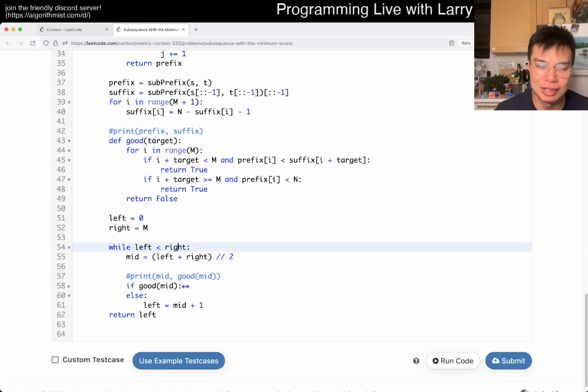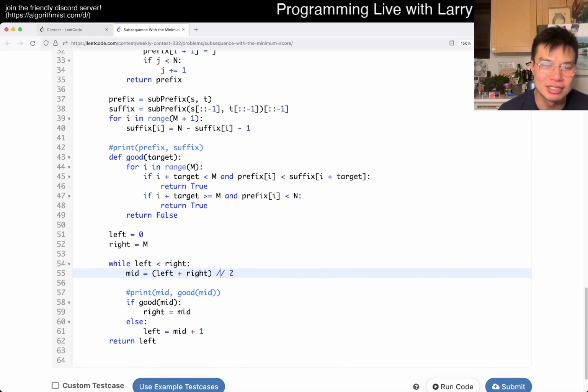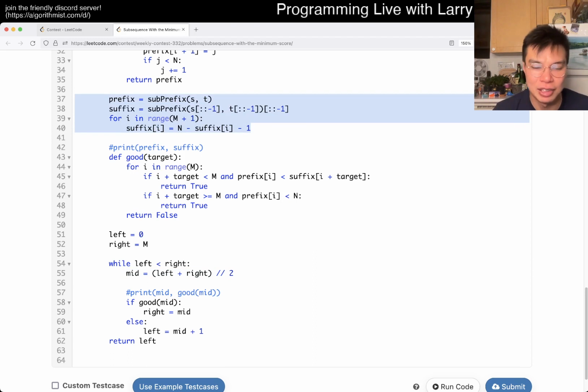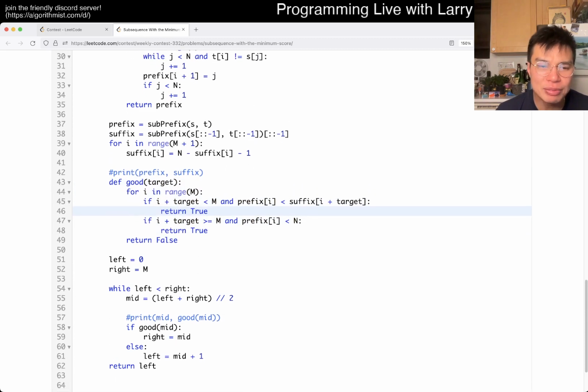You may have a different way of writing it, but if left is equal to right, then you have one element, and that's the answer. I did this by accident. Anyway, the meat of this problem, or at least the second meat, after you already got the prefix and suffix and pre-calculation, is just this good part. So I have a couple of mistakes here. I just had an off by one on some of this before.